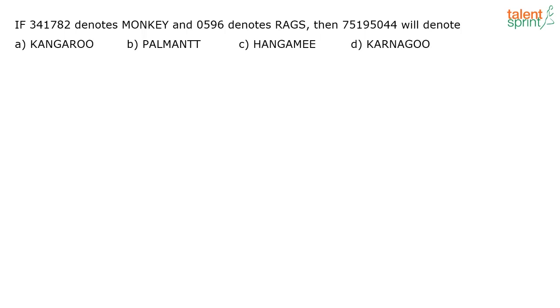This question is a very easy question. This is on number coding. So again, in this question, you should be able to solve it in less than 5 seconds. See what is given here. 341782 is coded as monkey. 0596 denotes RAGS. Then what is the code for this word?